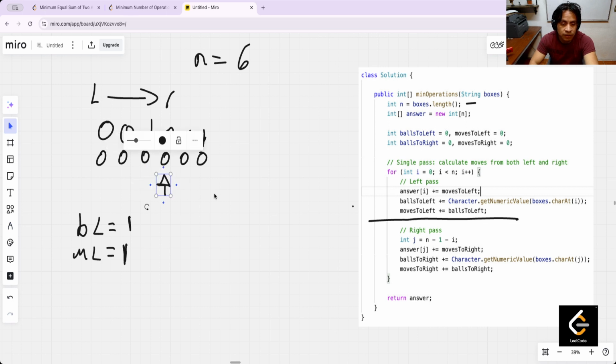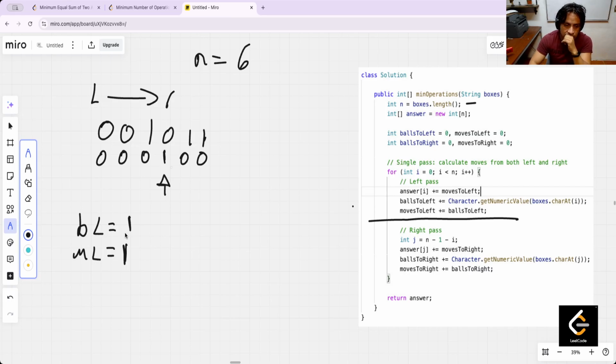Now here, answer at index i is plus equal 0 plus moves to left, which in this case is 1. Now this is changing by 1. In this case it doesn't increase, and moves to left equals 1 plus equal 1. Moves to left is 1, then 1 plus 1 is 2.